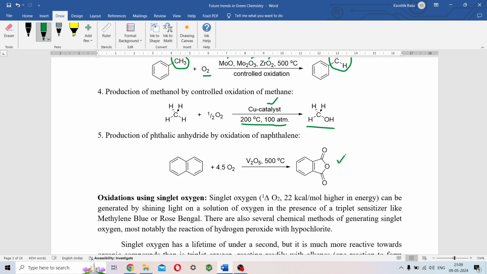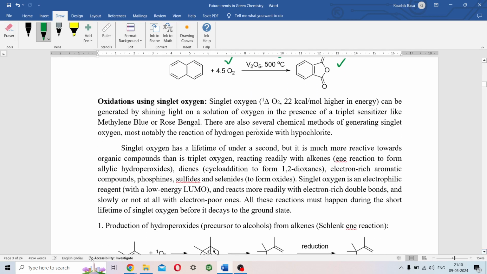Phthalic anhydride is also another valuable starting material for many industrial purposes, for the production of many valuable feedstock materials. Naphthalene is something which you can abundantly get from coal tar etc. So with the help of a vanadium oxidant, aerial oxidation or oxidation by oxygen can give you, at 500 degrees centigrade, access to the oxofunctionalized phthalic anhydride starting from naphthalene.